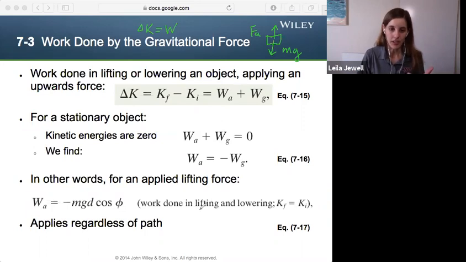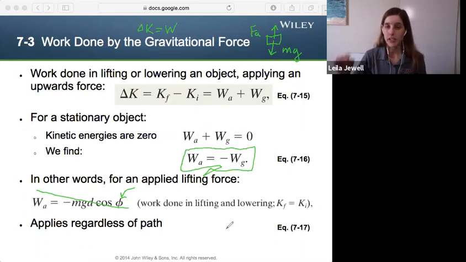In other words, for an applied lifting force, you can find that the work applied is negative mgd cosine of phi. I don't really like this equation, so I don't highly recommend using it because it depends on this angle being between gravity and the displacement, not the applied force. But I do think it's reasonable that the work applied is negative the work done by gravity. That's a better equation to use. It seems a little safer to me. You can calculate the work done by gravity and know that the work done by the applied force is just going to have the opposite sign.